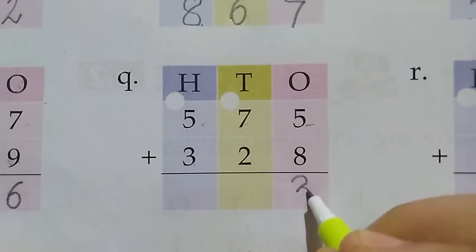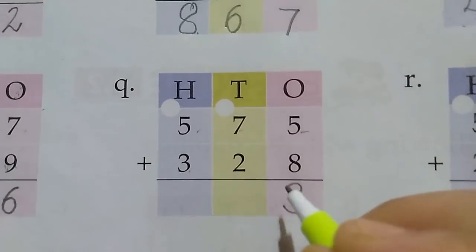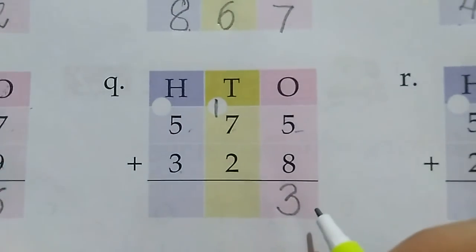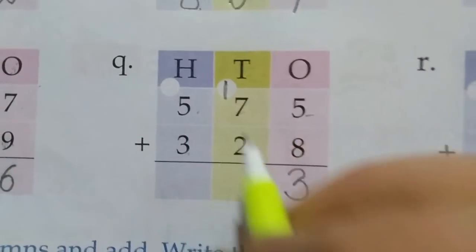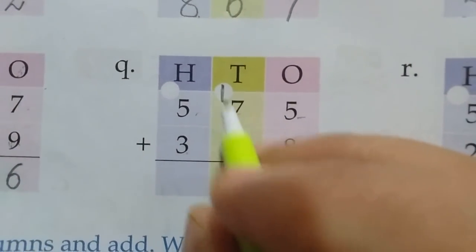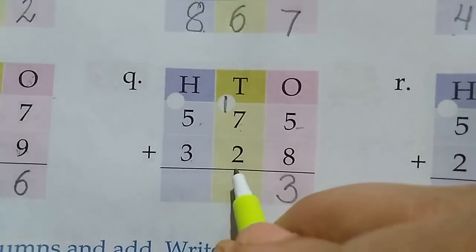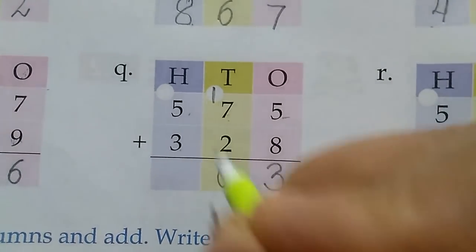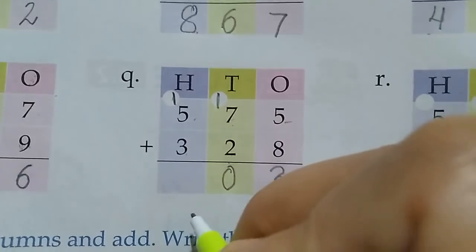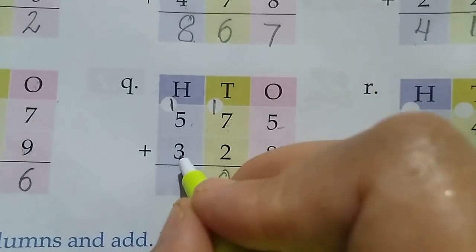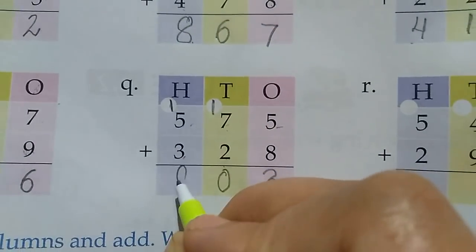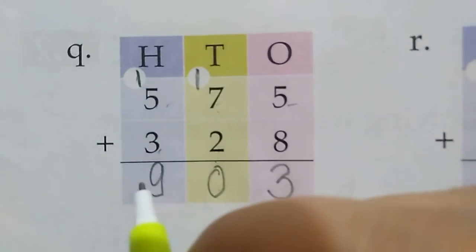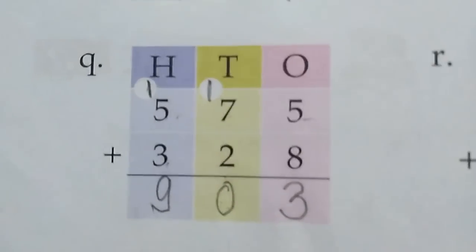We will write here 3 of 13 and 1 of 13 will be carry forwarded here, okay, because 1 is at tens place, so we will carry forward it. 7 plus 2, 9, plus 1, 10. Here we will write 0 and now 1 will be carry forwarded. So 5 plus 3, 8, plus 1, 9. Our answer is 903. 903, okay.